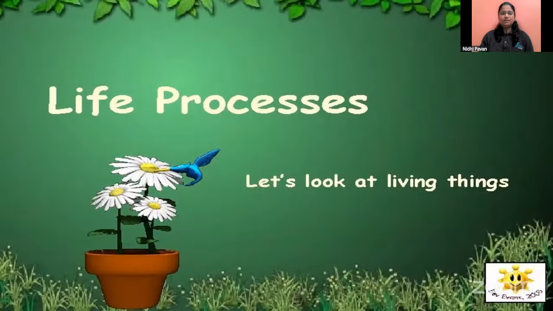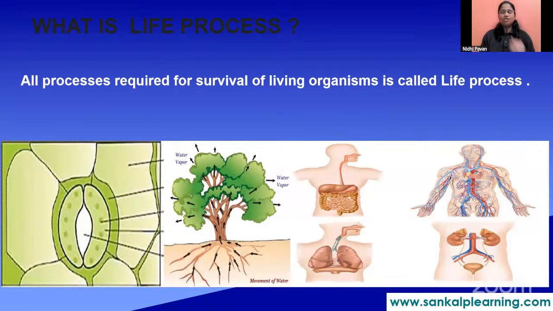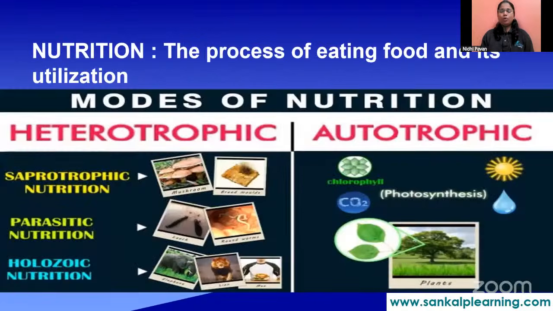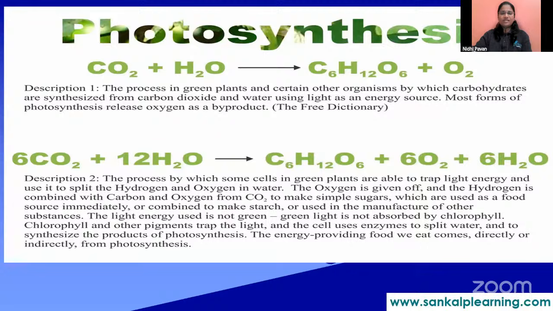So here the definition of life process: the processes which are required for the survival of a living organism are called life processes. Then we have mode of nutrition. The process of eating food or deriving energy is called nutrition, what we can say. Then there are two types of mode of nutrition: heterotrophic and autotrophic, right? And you should concentrate on the reaction of photosynthesis: carbon dioxide and water, in the presence of sunlight and chlorophyll, convert to glucose, oxygen and water, right?